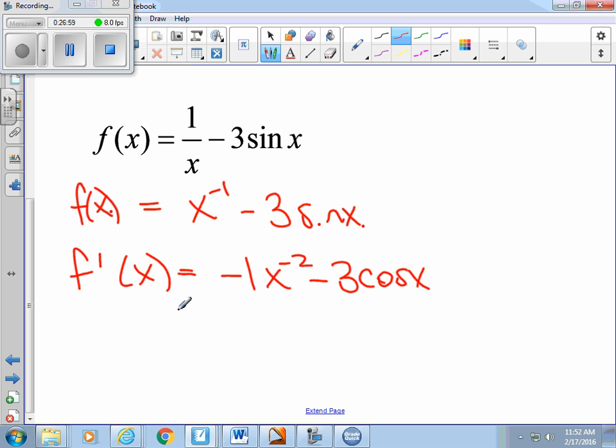And if you want to rewrite that, you can. You don't have to. It's up to you. In calculus, we take equivalent answers. You may have to match a multiple choice answer where it says negative 1 over x squared, but you don't have to write it that way.